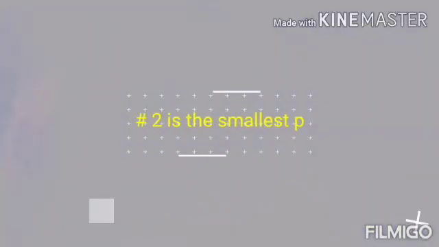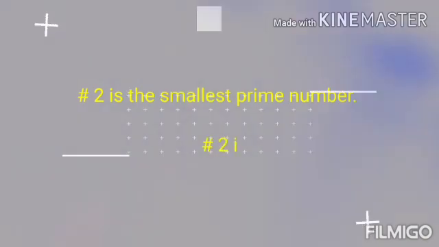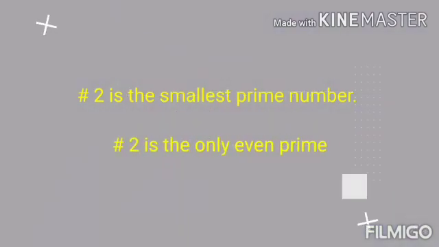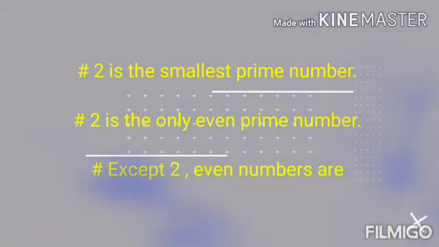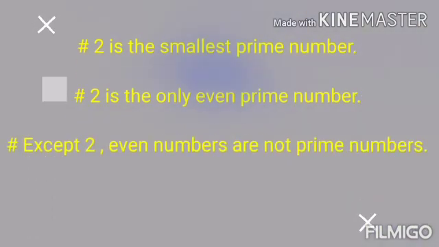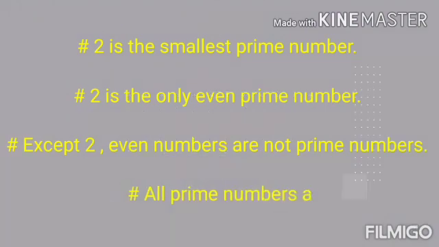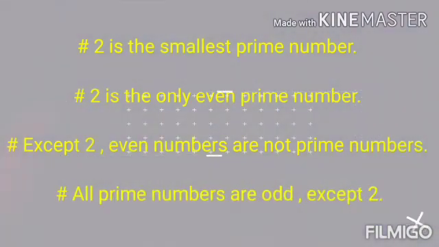Let us see some more properties of 2. 2 is the smallest prime number. 2 is the only even prime number. Except 2, even numbers are not prime numbers. All prime numbers are odd except 2.